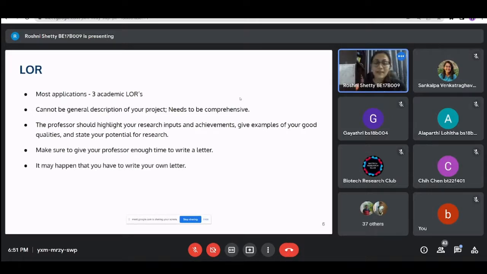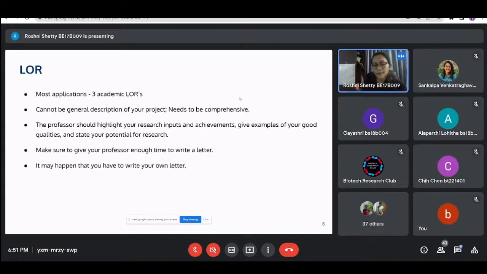This very rarely happens, but it may happen that you need to write your own letter. In my case, my professors were really nice. All they asked me for was my CV, and they knew me, so I didn't really have to write my letters. One of my professors just asked me for some general points that they wanted in the LOR, and I just gave that in a document, and then they submitted the LOR themselves.